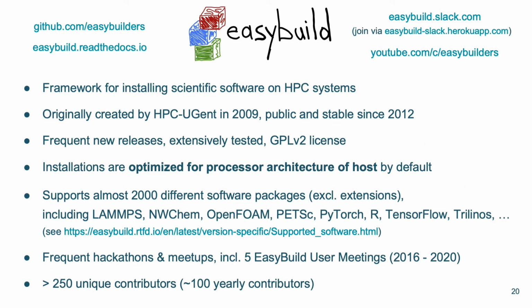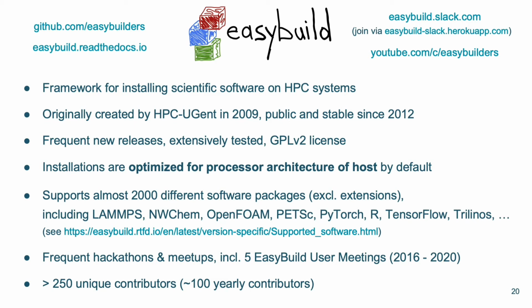Let's take a closer look at the tools we use to construct the software layer, starting with EasyBuild, which is a framework for installing scientific software on HPC systems. It was originally created by HPC-UGent in 2009 and has been public and stable since 2012. Software installed with EasyBuild is optimized for the processor architecture of the host by default, which is important in this context. It has support for almost 2,000 different software packages, not including extensions like Python packages or R libraries, or software versions. And it has support for several notorious packages when it comes to getting them properly installed, including OpenFOAM and TensorFlow when you're installing it from source.